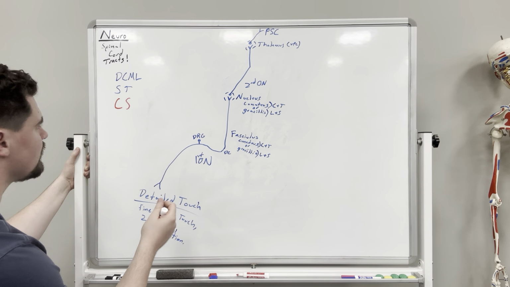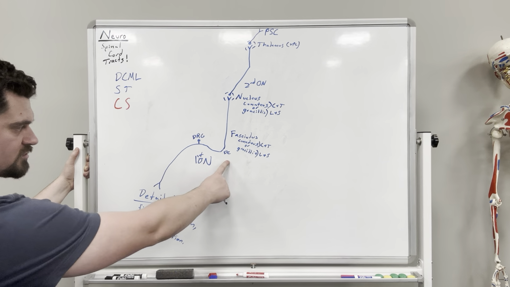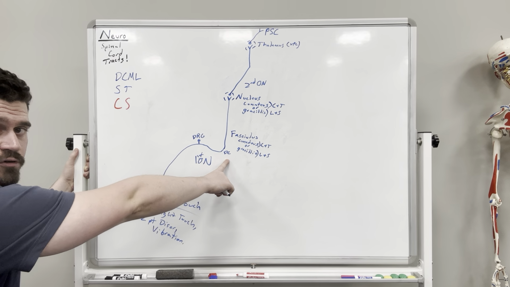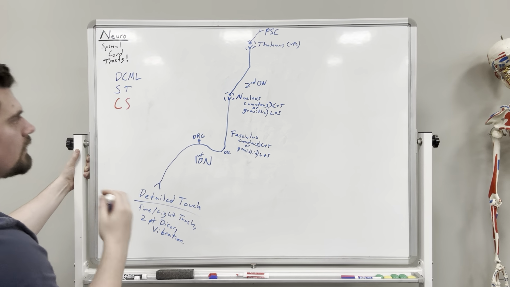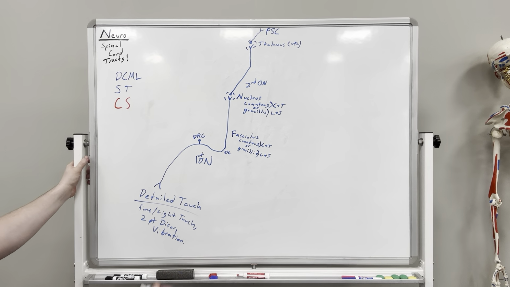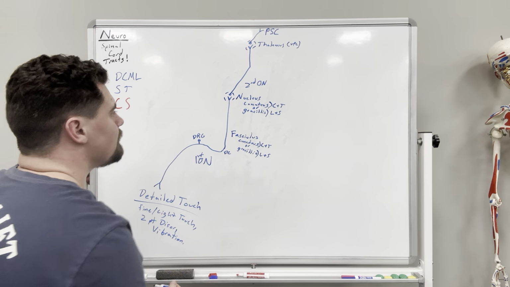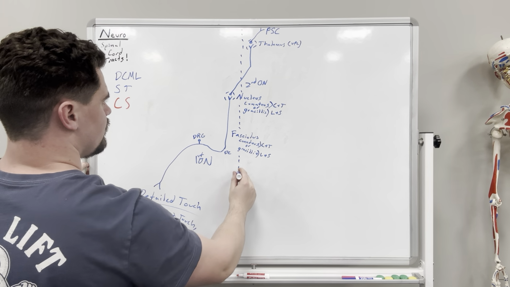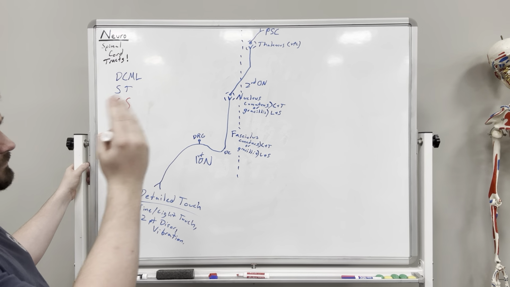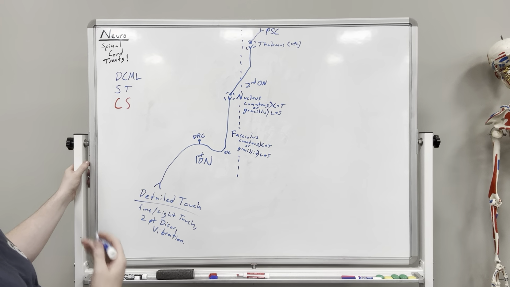And then the other thing, what does DCML stand for? Dorsal column. Okay, that's where the first order neuron travels up to synapse on the second order neuron. And then ML, I actually didn't mention that. Why didn't I mention that? So the blue dashed line right here is, maybe I did. The blue dashed line is the midline.